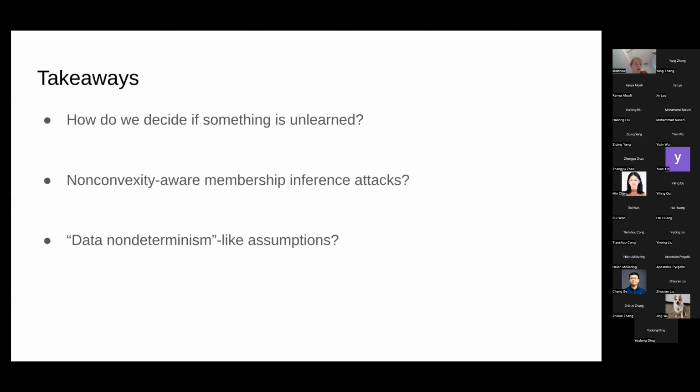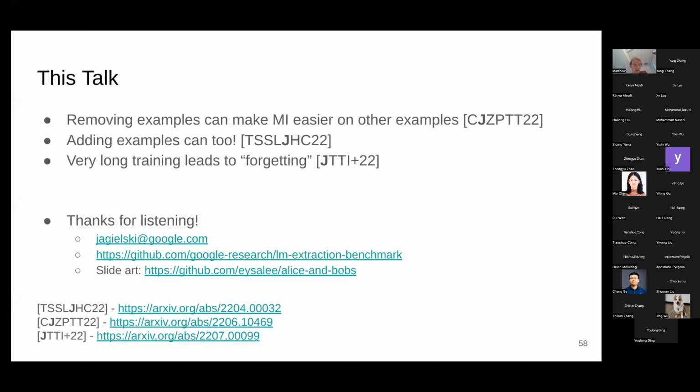Cool. With that, I want to say thank you for attending the talk. We looked at 3 things today. Removing and adding examples can both cause membership inference accuracy to change on other points. And as you train for a very long time, you start to forget things that happened earlier in the training process, points that were contained early in the training process.